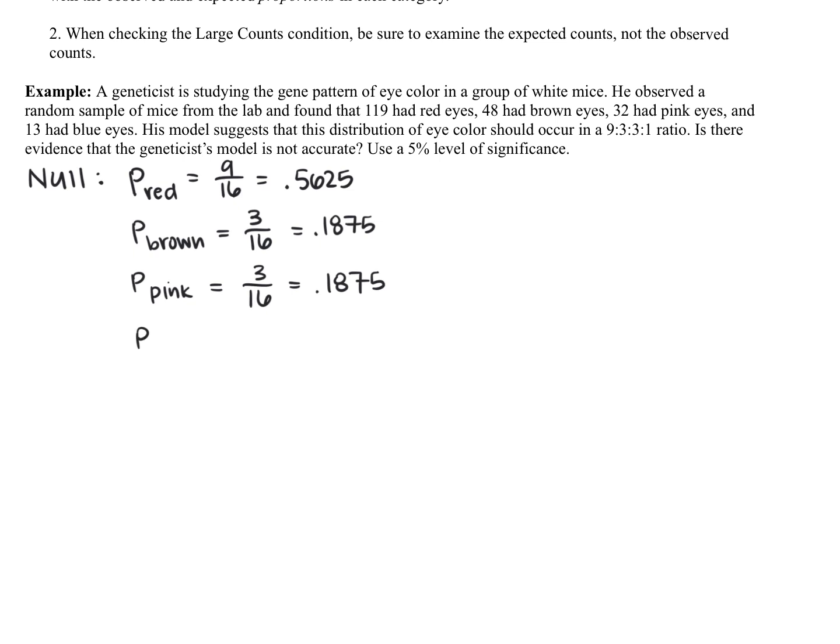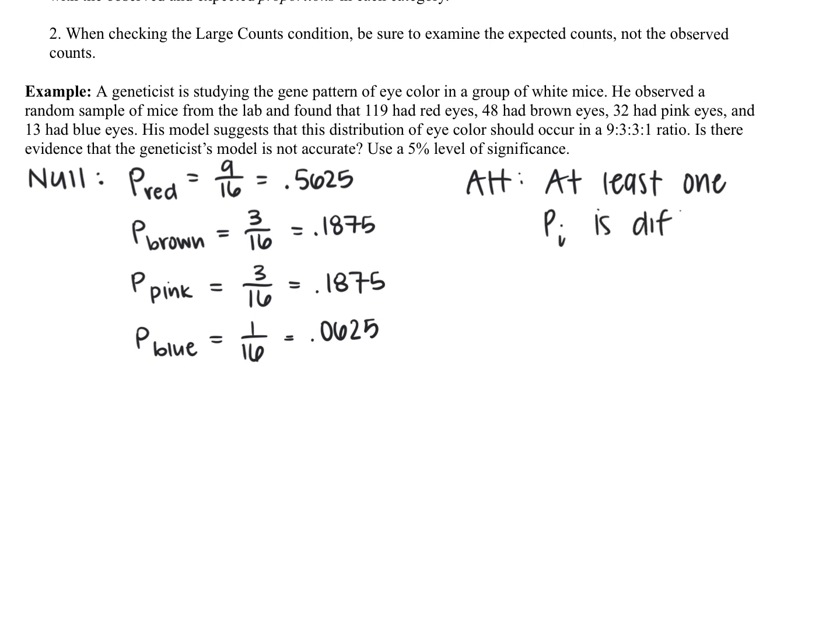And then the proportion of blue is going to be 1 over 16, which is 0.0625. And then our alternative hypothesis is that at least one P sub I is different. So those are our null and alternative hypotheses.